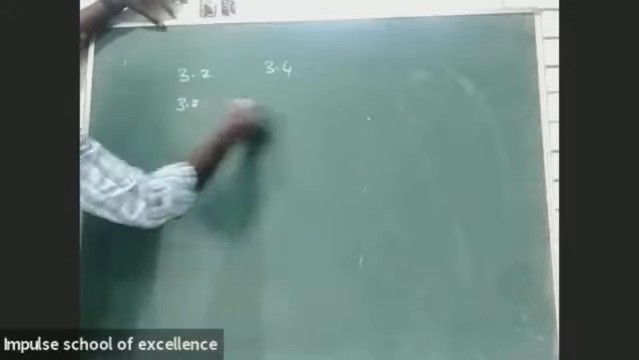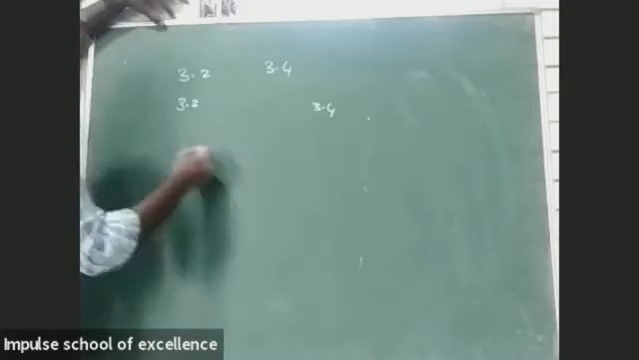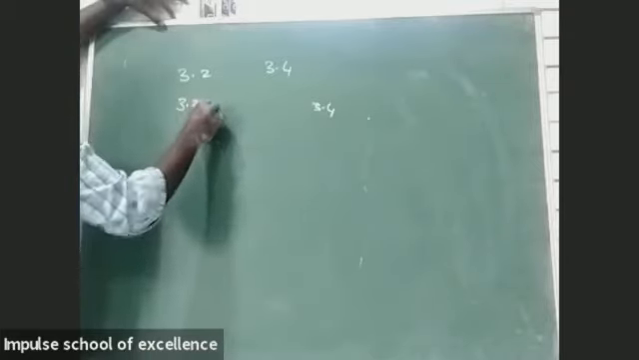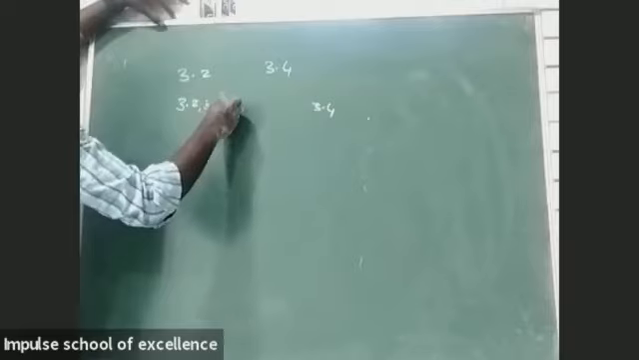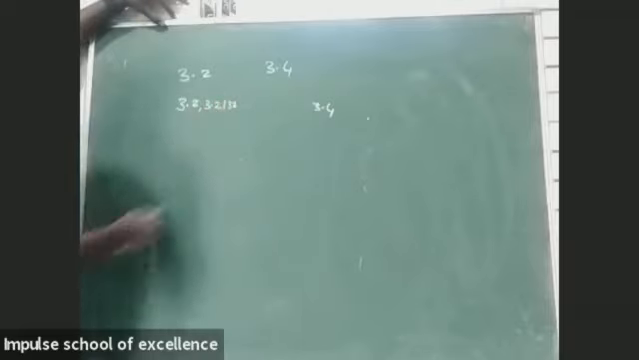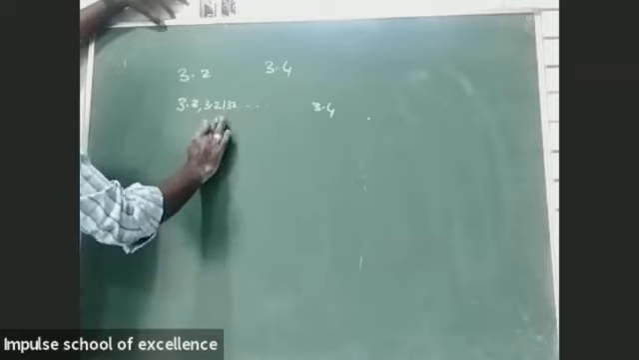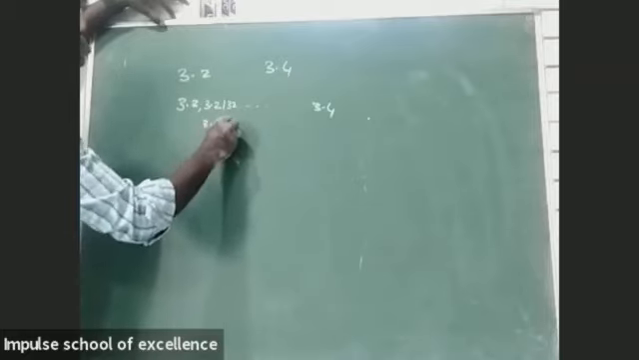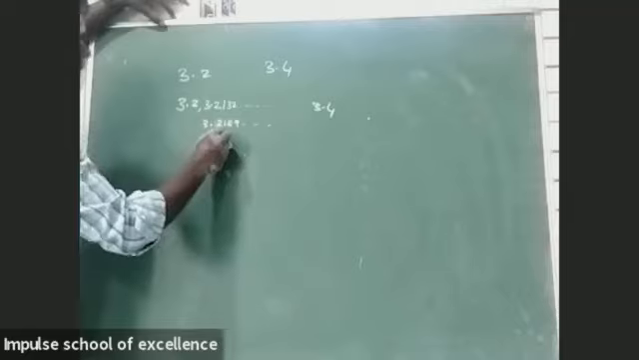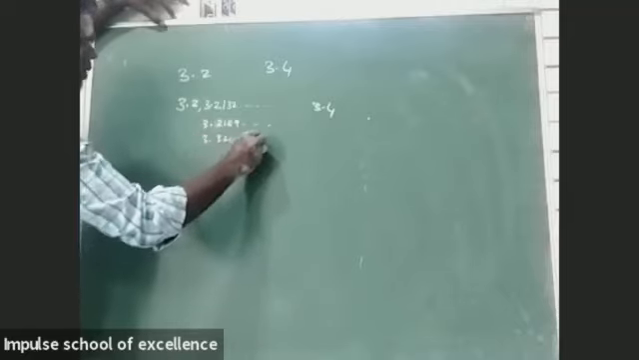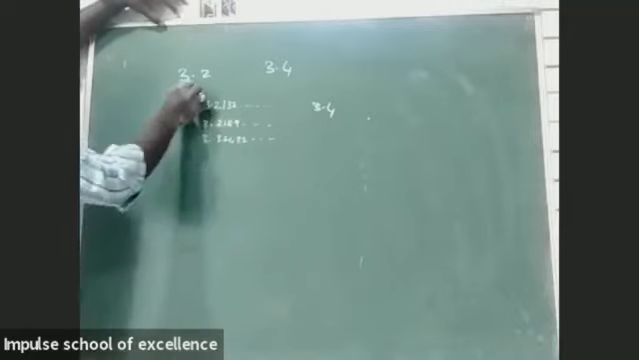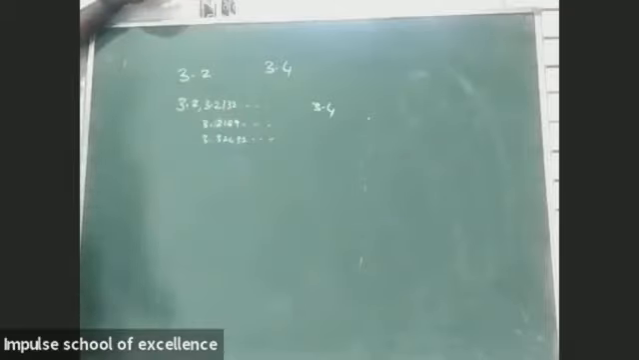So it is 3.2 and it is 3.4, right? So we can write it as 3.2132, and so on. In the same way, 3.2189 and so on, 3.32432 and so on we can write. So between two rational numbers, we can insert infinity of rational numbers.